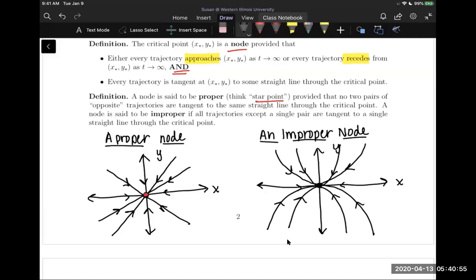All right, so this would be an improper node. Again, all of these trajectories are approaching my node, which is at the origin (0, 0). And this one is improper because all trajectories except for this one along the x-axis are tangent to that straight line along the x-axis. So proper versus improper.